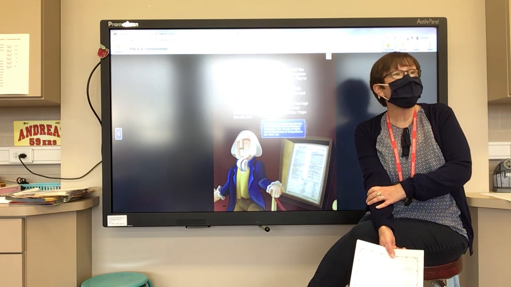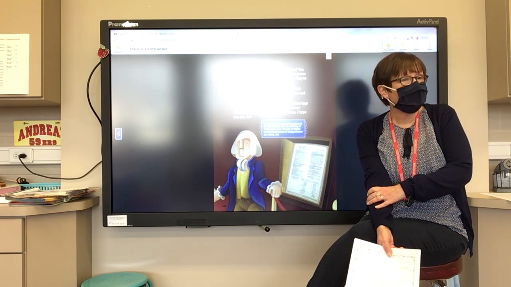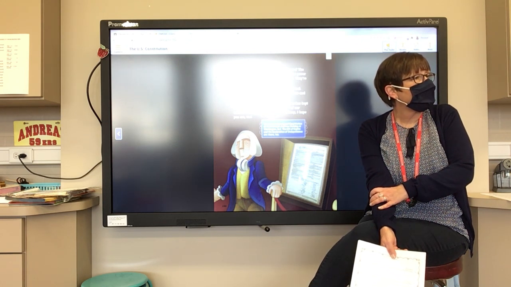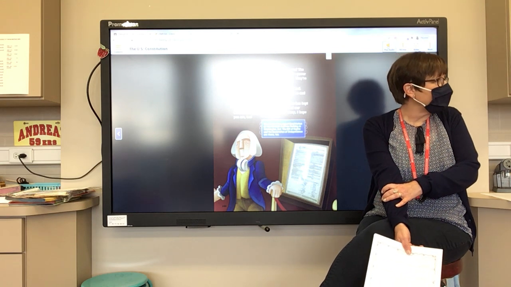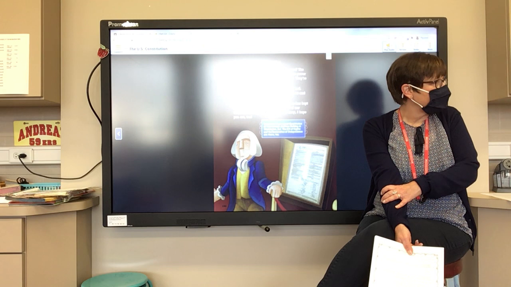Some people wanted a strong national government and some people didn't. Juliana? They kept separating because they didn't have anything to agree about because they all wanted different laws. They wanted different laws. Olive? I was going to say the same thing. Kelsey? They wanted different laws and they wanted different things for it to say.